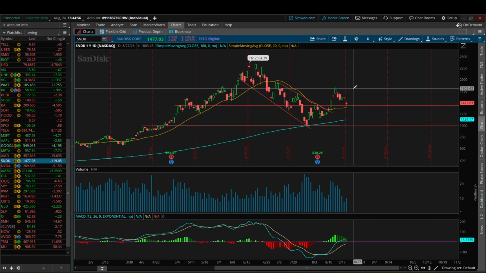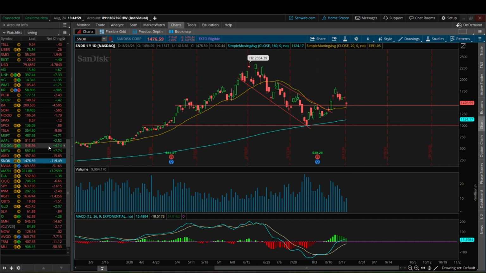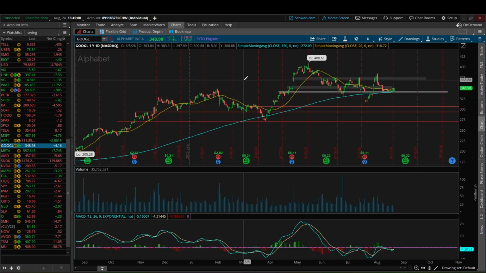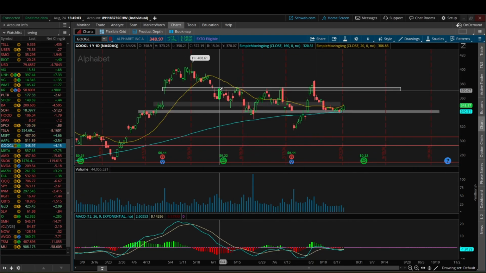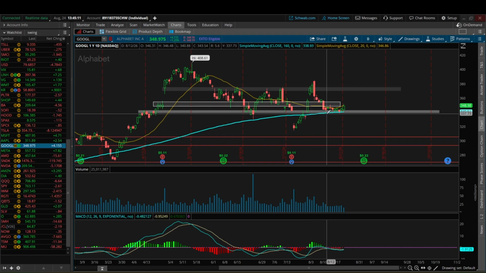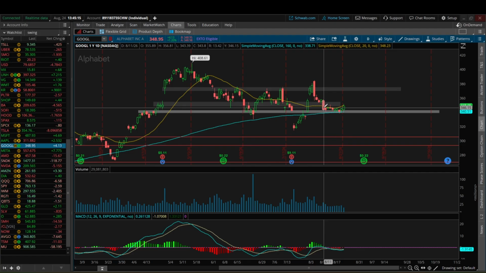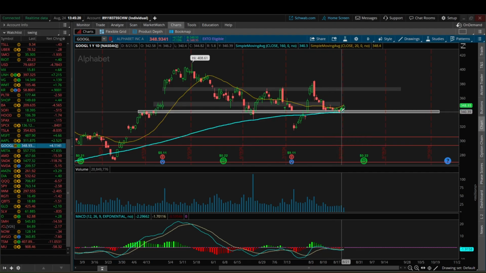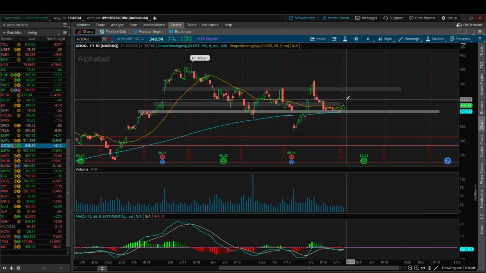I have a next honorable mention that I think you guys should also pay attention to, and that's Google. This is the 370 area right here. It cannot break this for nothing. 370: test, test, test, test, broke, and then just a fake out. But for the past maybe two weeks, we've just been trading right here at the 160 moving average. We refused to break lower, and now we're pushing up today.